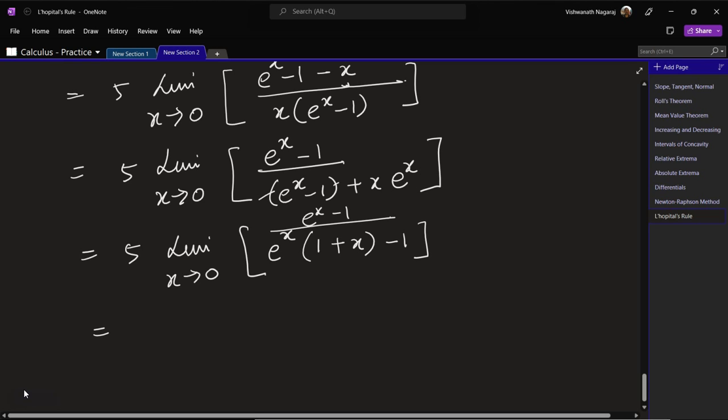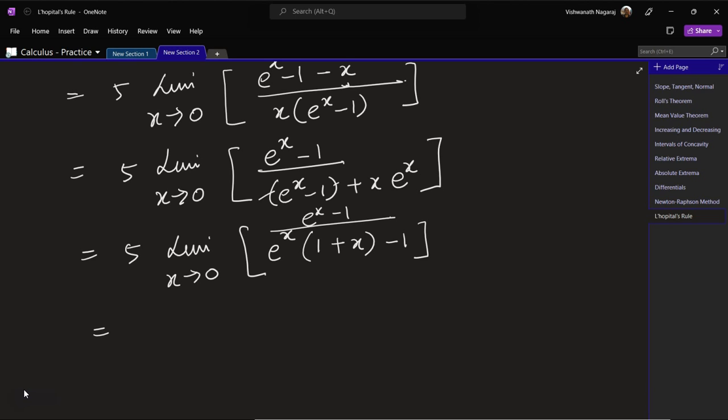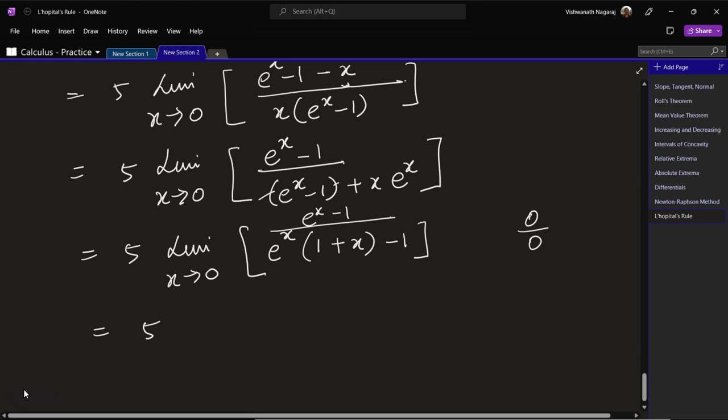So now, if we do the substitution, what happens? E to the power of 0 is 1. 1 minus 1 is 0. E to the power of 0 is 1. 1 plus 0 is 1, minus 1 is 0. So we end up with 0 by 0 again. So what do we do? Again we apply L'Hopital's rule. So limit as x approaches 0. We need to differentiate it once more.